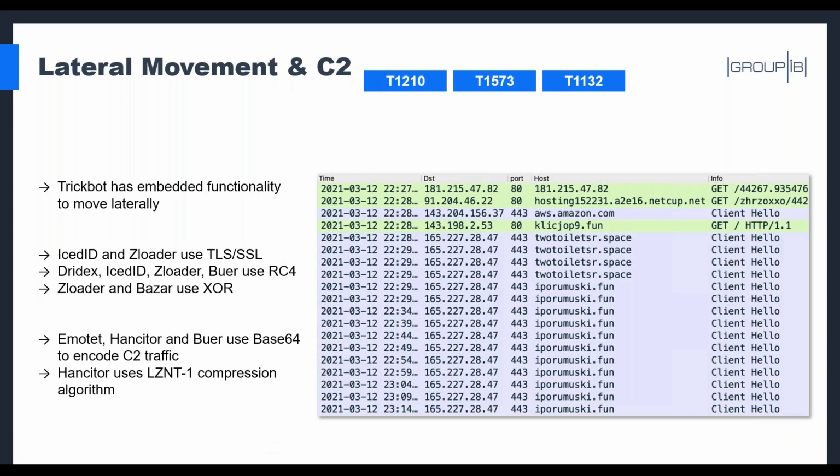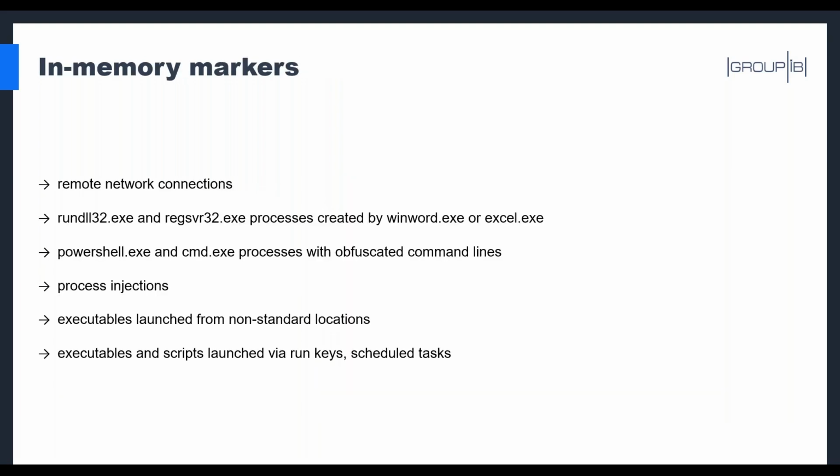For lateral movement, most of the botnet operators use different types of encryption. They use creation of encrypted channels. They use TLS, SSL to encrypt their traffic. Some of the operators use different encodings to hide the code from others. For example, they can use XOR or base64. Some of the operators, for example, Hancitor operators, are using compression algorithms to hide themselves. So that's pretty nice for us.